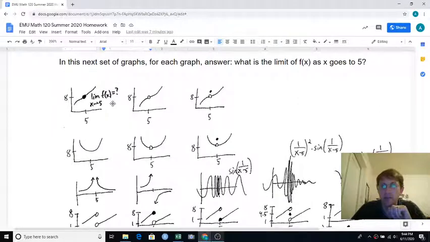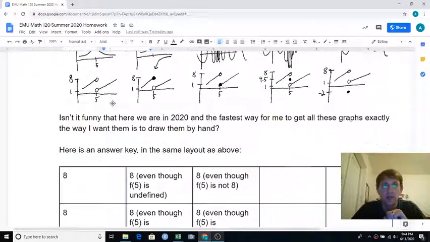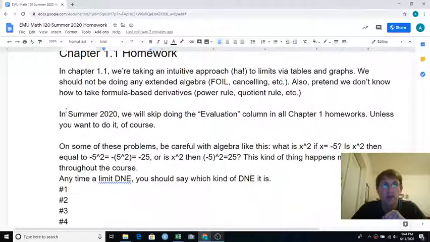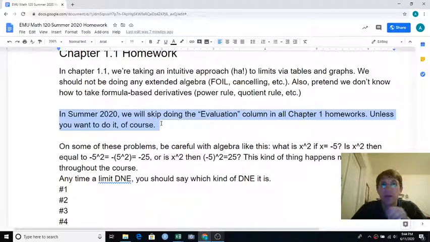So there's a lot of stuff to think about there, and that's our kind of table and graphical introduction to limits. And then the next thing is the homework. And in summer 2020, we're skipping the evaluation column because it doesn't work so well for all this stuff.